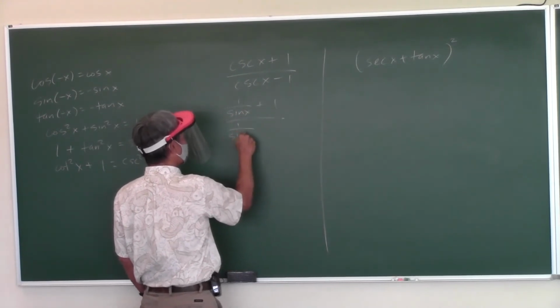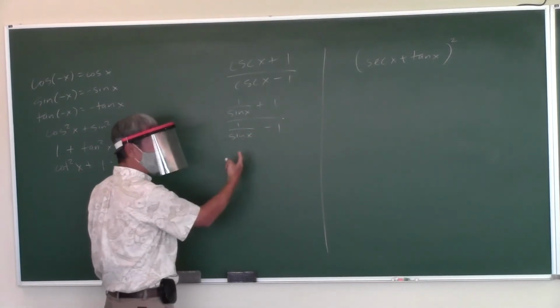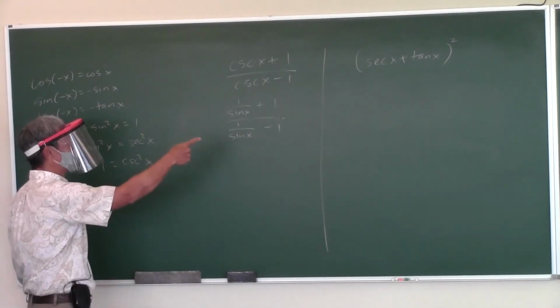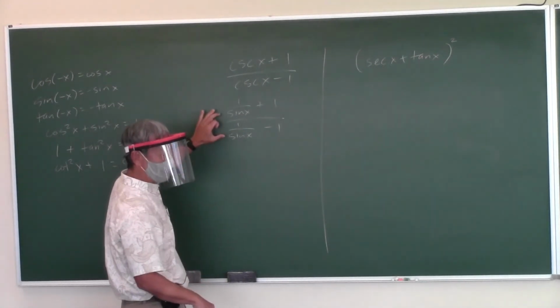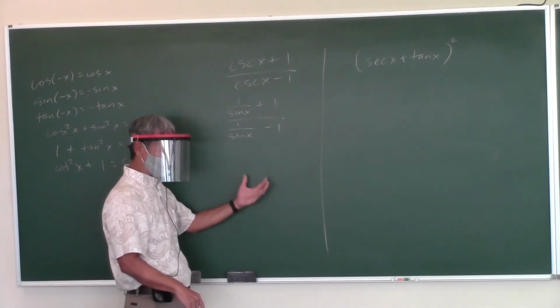1 over sine. See, you might get a point for that. But then you got to do that to the right side too. Well, let's just work with the left side for now. Complex fraction. How do you simplify a complex fraction?